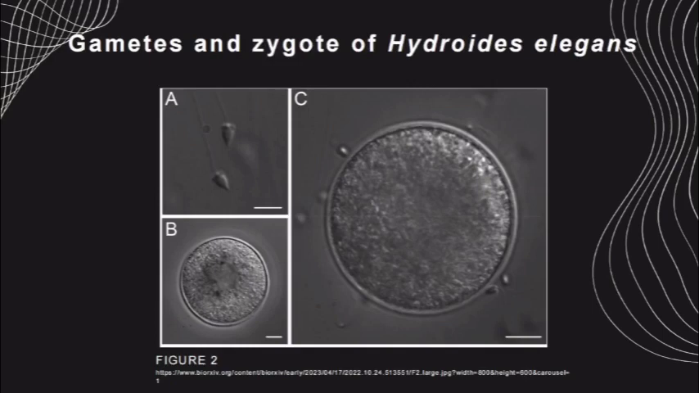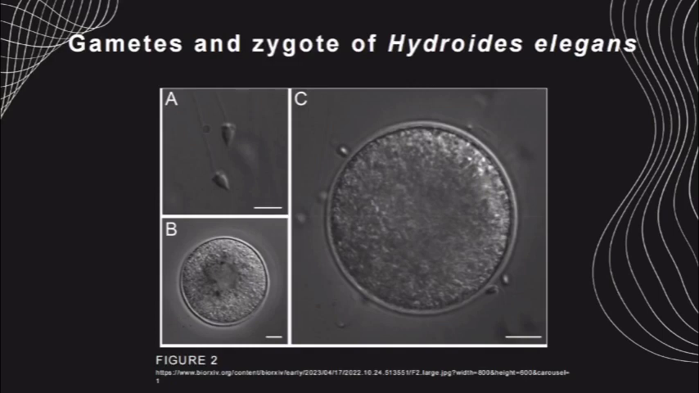So from the fertilization, we have now the zygote, the gametes and zygote of Hydroides elegans. When Hydroides eggs are fertilized, there are no visible morphological changes, unlike the gametes of other marine invertebrates such as sea urchins. Figure A shows the sperm of Hydroides elegans, figure B shows the unfertilized egg, and figure C is the zygote, or the already fertilized egg.